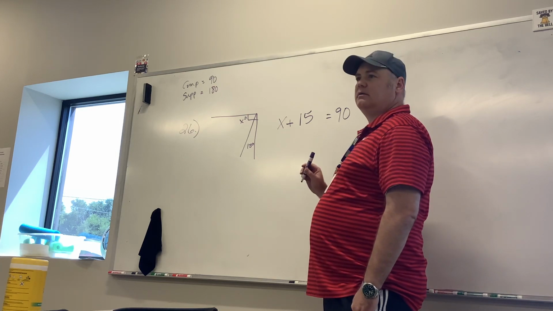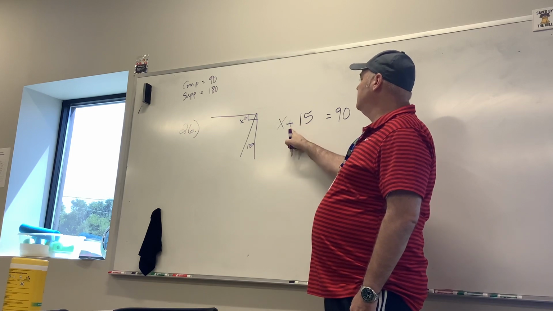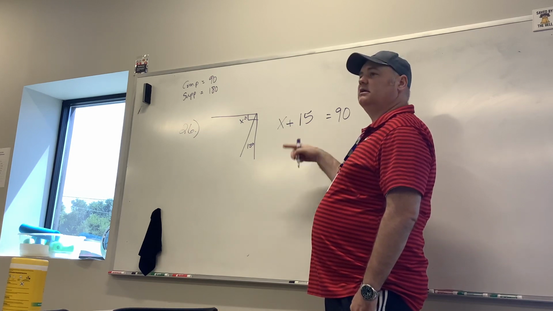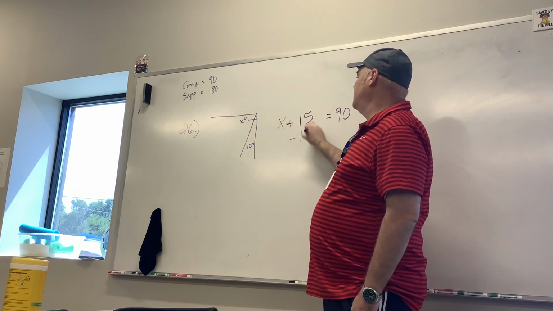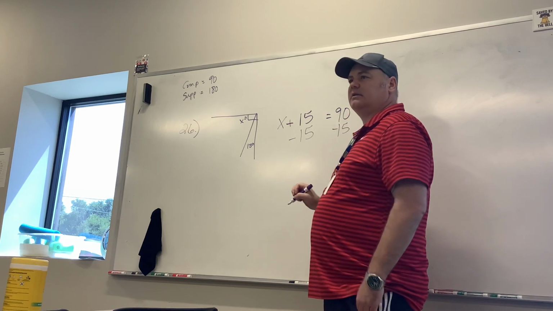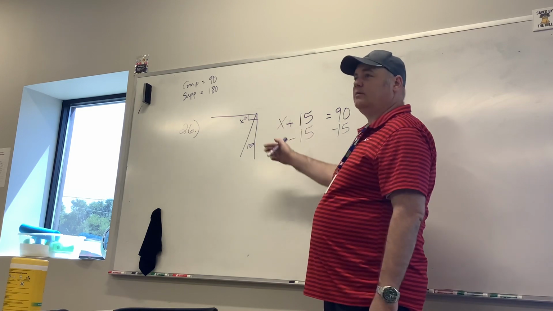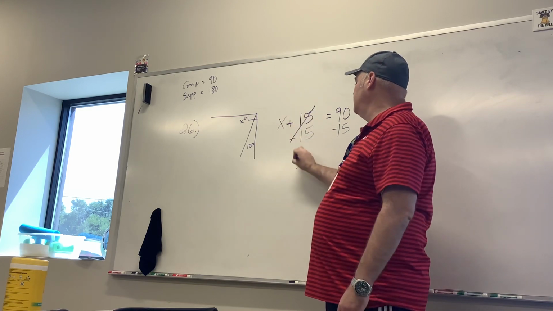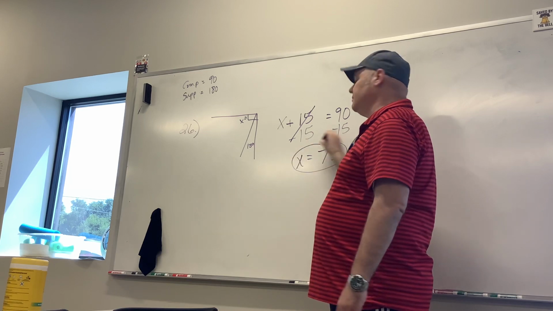How do I move that? By subtracting it. And if I do that over here, I have to do it to the 90 as well. See, it's all coming back. This is why we reviewed this at the beginning, so that now we can put it into practice. So that's going to cancel out, and X is going to be 75. And there's my answer. There's my value of X.